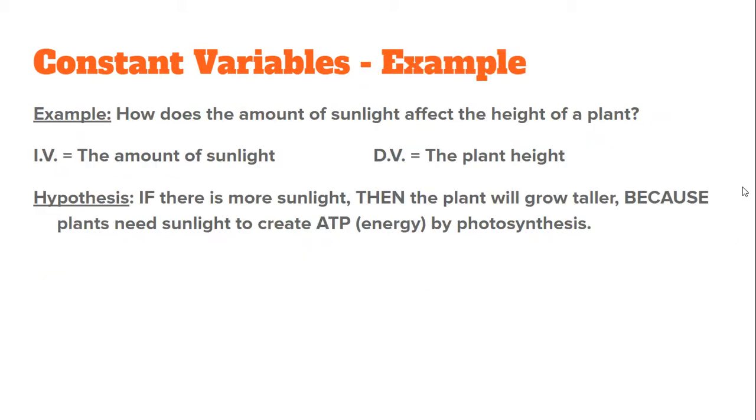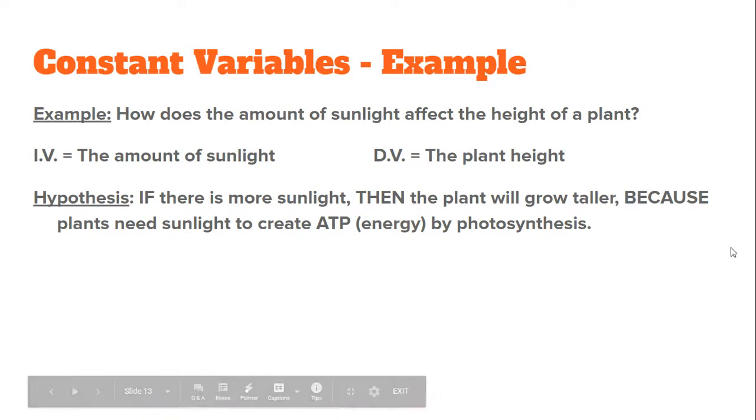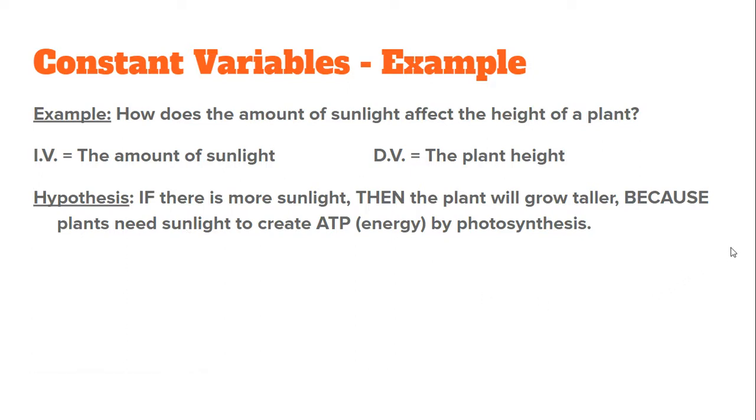Let's take a look at some more examples and see if you can come up with some constants. Here we're back to that first example of the amount of sunlight and the height of a plant. We thought that there would be more sunlight, and that would cause the plant to grow taller because of the energy they get through photosynthesis. What types of things might need to be kept constant or the same for each amount of sunlight that you're testing?